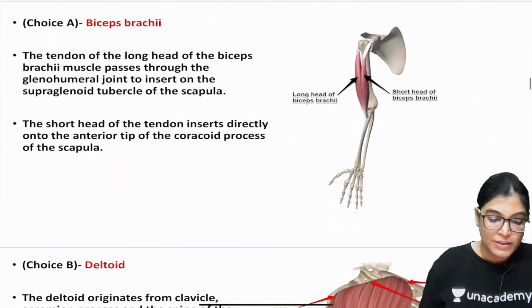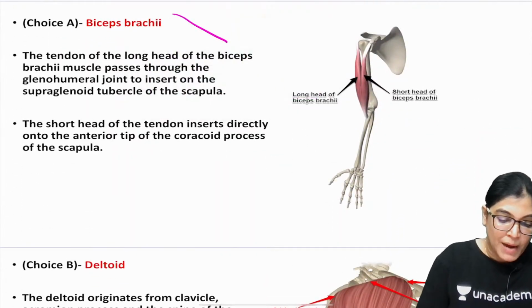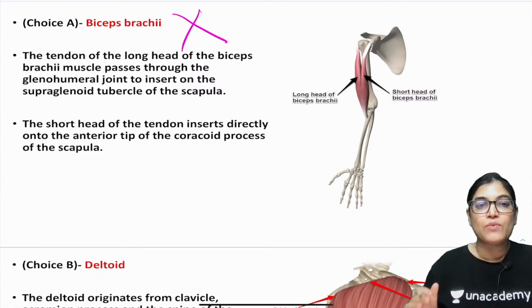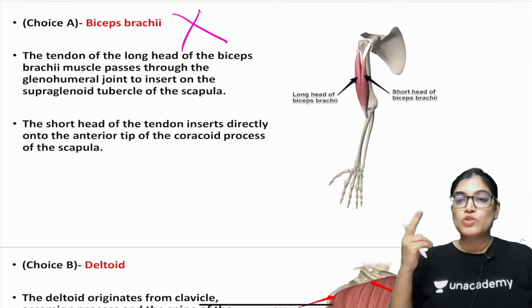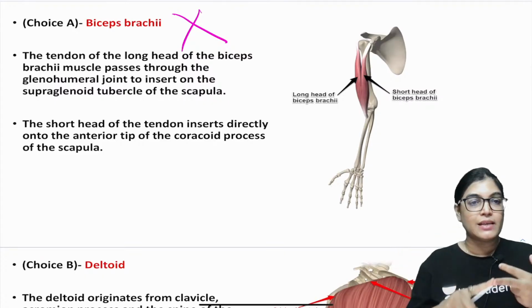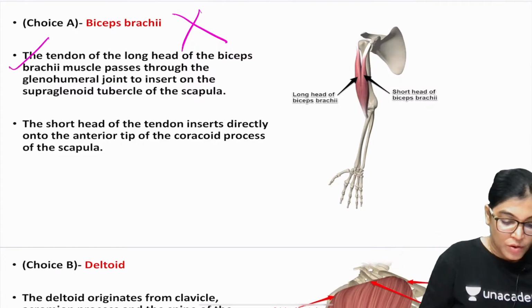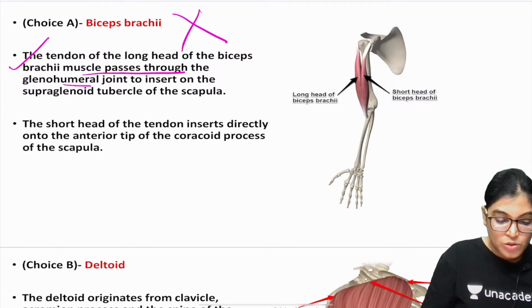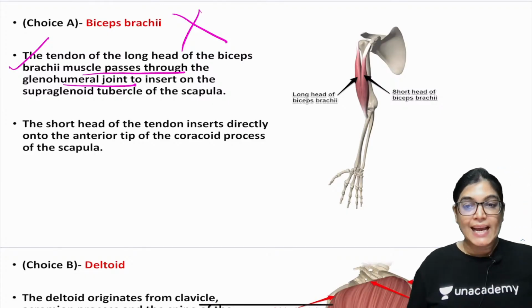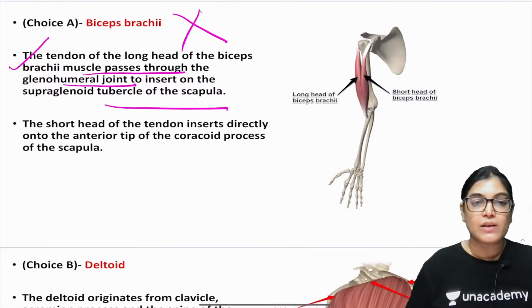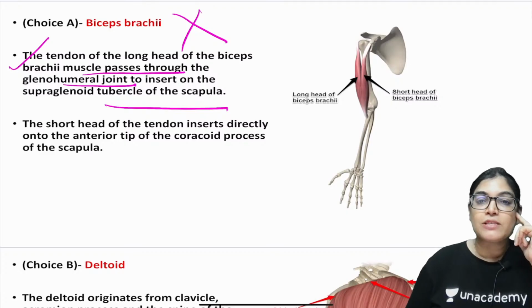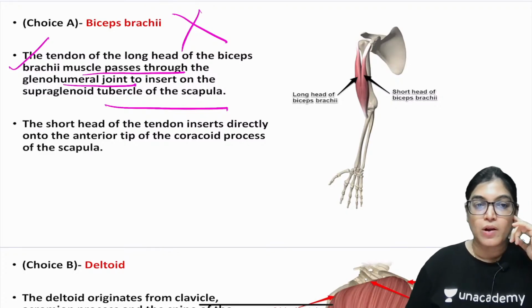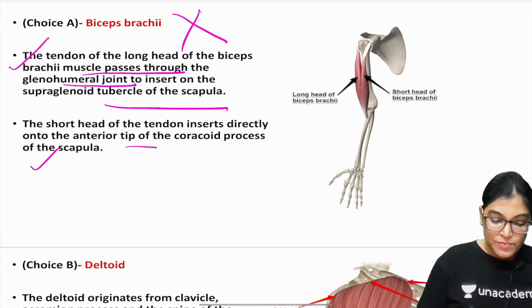Let me tell you the incorrect options. The other option: why is biceps brachii not the right answer? The reason is that we know the biceps brachii muscle has two tendons. One is the short head and the other is the long head. The tendon of the long head of biceps brachii passes through the glenohumeral joint and arises from the supraglenoid tubercle, and the biceps brachii is getting inserted into the radial tuberosity. The short head is arising from the coracoid process.